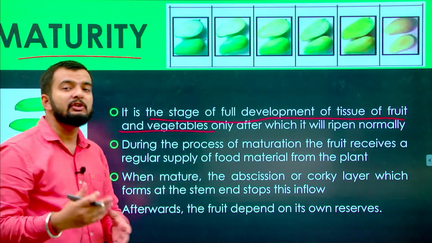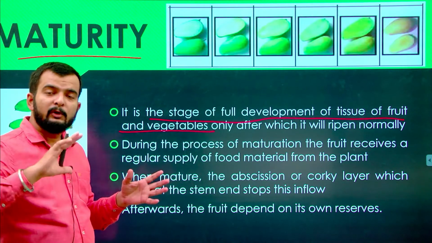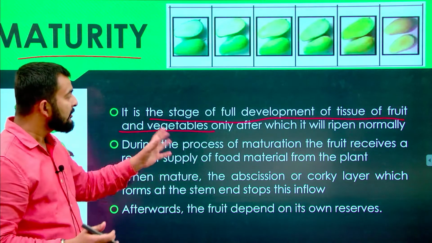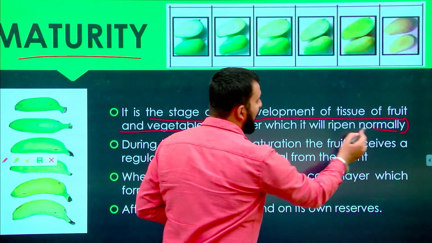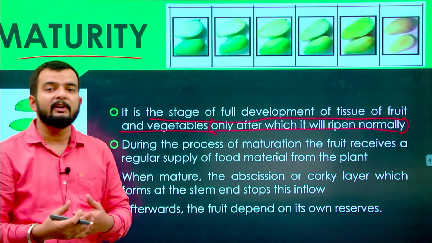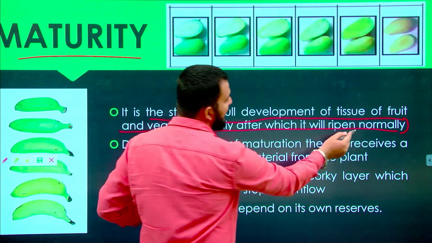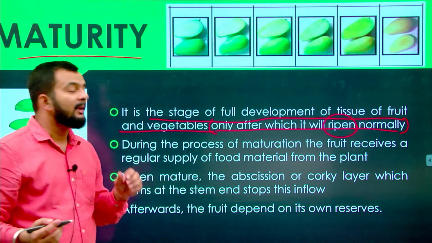That is, when the tissues of fruits and vegetables have completely developed, that is, they are fully grown, the maximum growth or size they can reach. So they are developed. Now after this stage, they will ripen normally. That is, they cannot grow any further, they cannot increase in size. After this, only ripening will occur. Okay, so that maximum stage of growth is called your maturity.